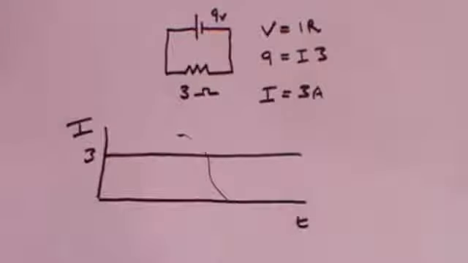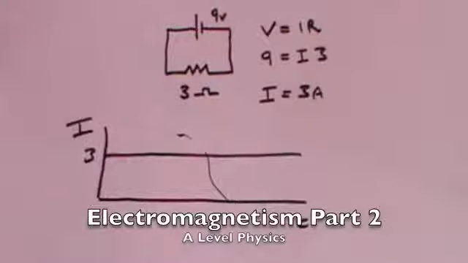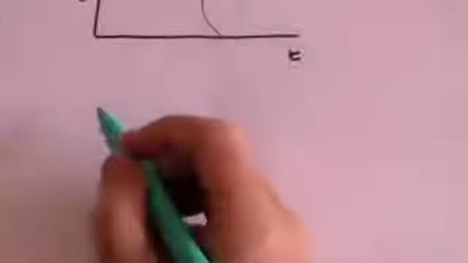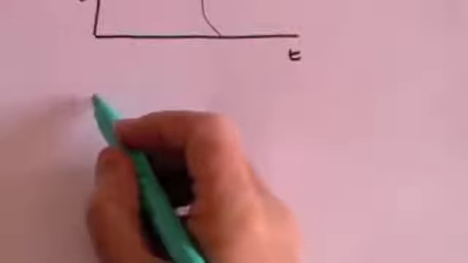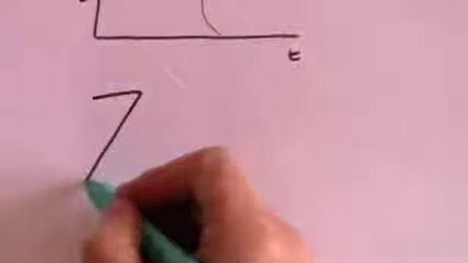Now, how do we produce alternating current? Well, you will find more details on the video I've already produced called Electromagnetism Part 2 in the A-Level Physics Revision series, but I'm going to go over the ground again here. What we're going to look at is a very simple electrical generator. This is basically what drives the whole of our economy. This is how we produce electricity.